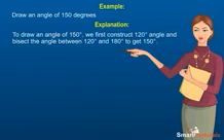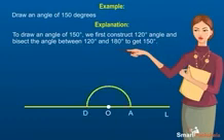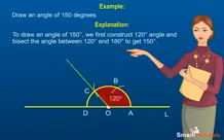Step 1. Draw a line L of any measure. Step 2. Mark a point O on it. Step 3. With O as center, draw a semicircle of any radius. Let the semicircle cut the line at A and D respectively. Step 4. With A as center and same radius, draw an arc that cuts the semicircle. Let it cut at B. Step 5. With B as center and same radius, again cut the semicircle at point C. Step 6. Join OC. This gives us 120 degrees.